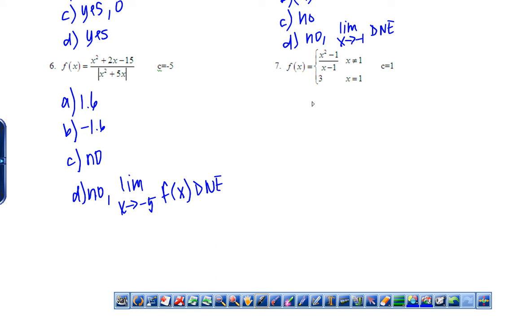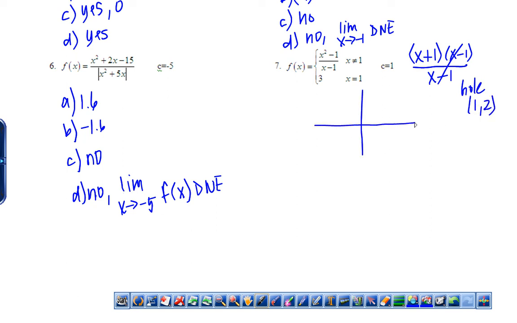On number 7, again, I'm not using my calculator because I know this one right here, x does not equal 1. This could represent my left side, and this at 3, this could be my right side. But this one's kind of weird. It looks like I can factor the top, so I'm going to do so really quick. This is x plus 1 and x minus 1 over x minus 1. These cancel. So really, this top piecewise is just an x plus 1. And I have a hole at 1, 2.